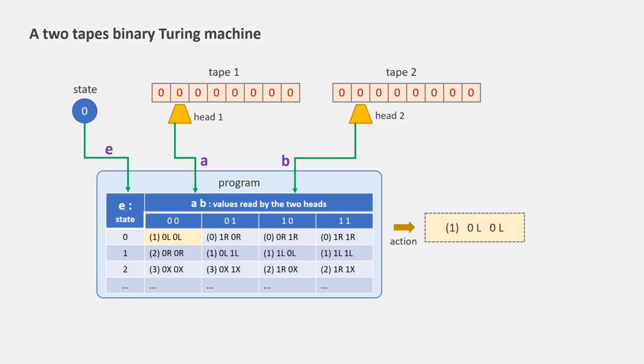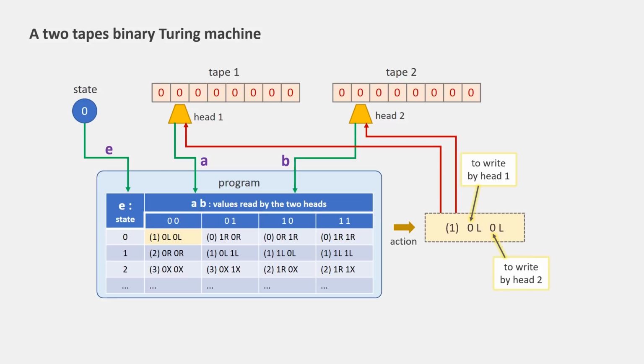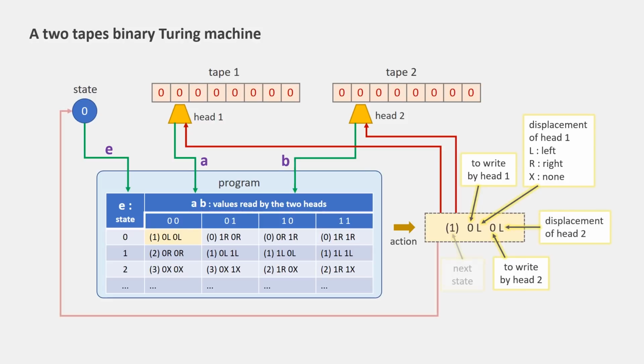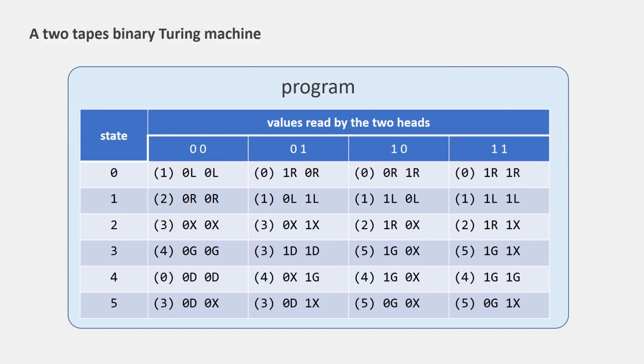Each instruction consists of 5 parts: the value to write on tape 1, the value to write on tape 2, the displacement of head 1, the displacement of head 2, and the next state. The following program computes the Fibonacci numbers modulo 14. Let's look at the first steps of its execution.